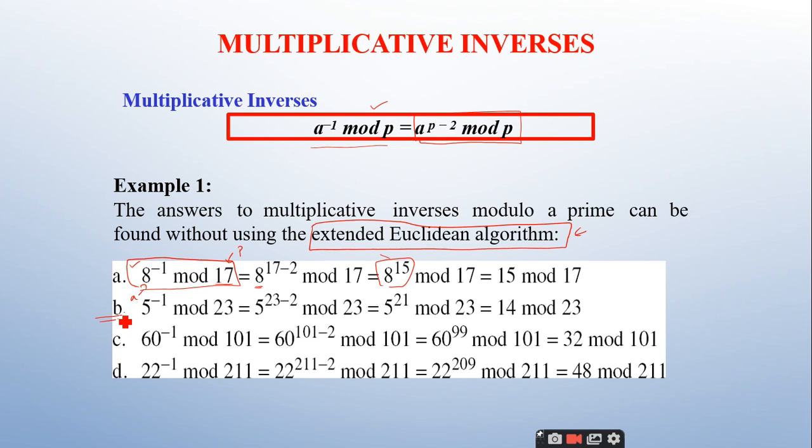Similarly, 5 inverse mod 23 means you have to find the inverse of 5 under modular arithmetic 23. So there I can write it as 5 power p minus 2, that is 23 minus 2 mod 23, that is 5 power 21 mod 23. Like that you can find the multiplicative inverse of a given number by making use of this particular formula. Clear?